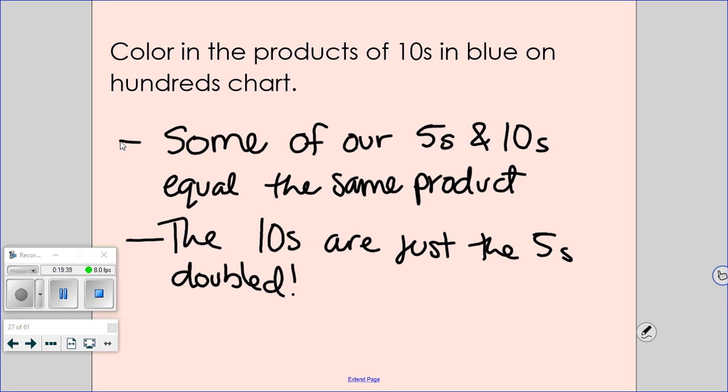Lainey, remember? 5 times 2. Skip count by 5 2 times. 10. So we have 10 plus 10. What is 10 plus 10? 20. So what does that mean 10 times 2 is? 20. Because all we're doing is just doubling our products. Cool stuff, huh?